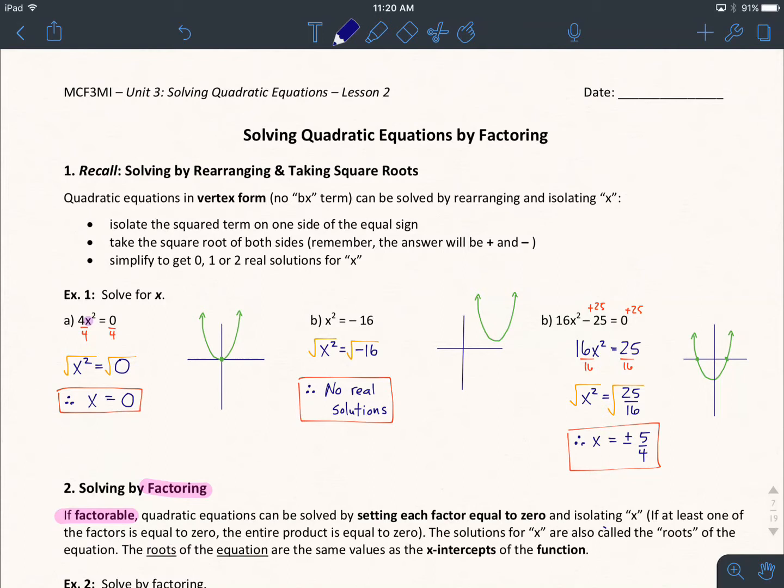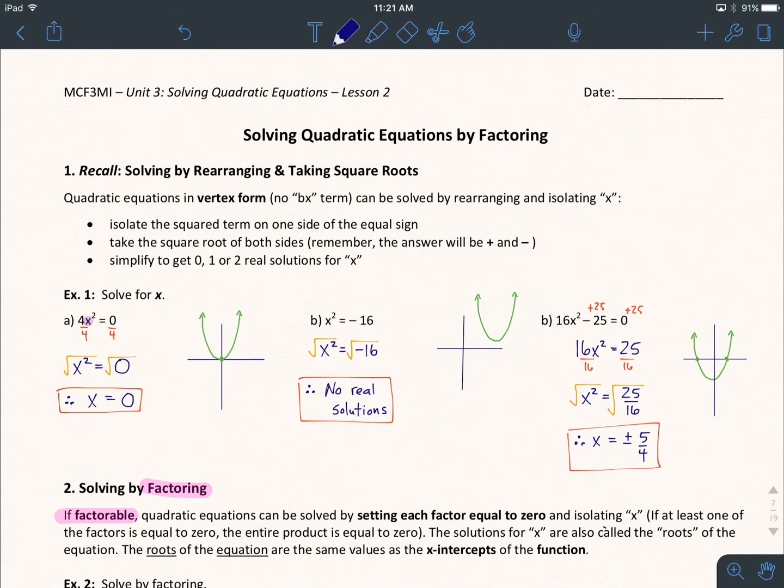So we would do this on occasions where we have our quadratic equation in either vertex form or standard form with no bx term. Basically, if our x is only found in one location in the equation, we can rearrange and square root in order to find the solutions. How many solutions are covered in these first three examples?